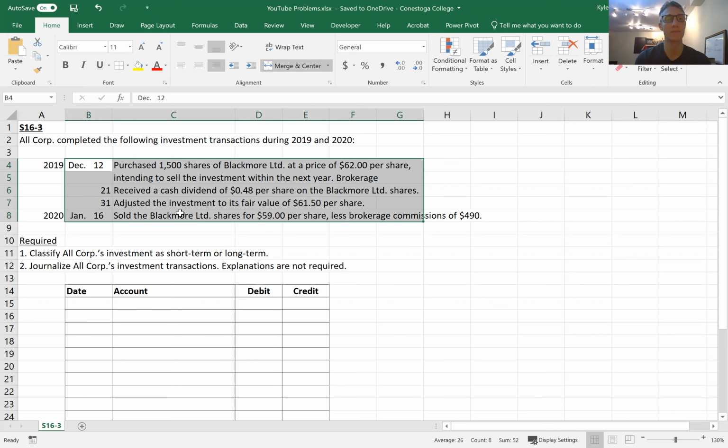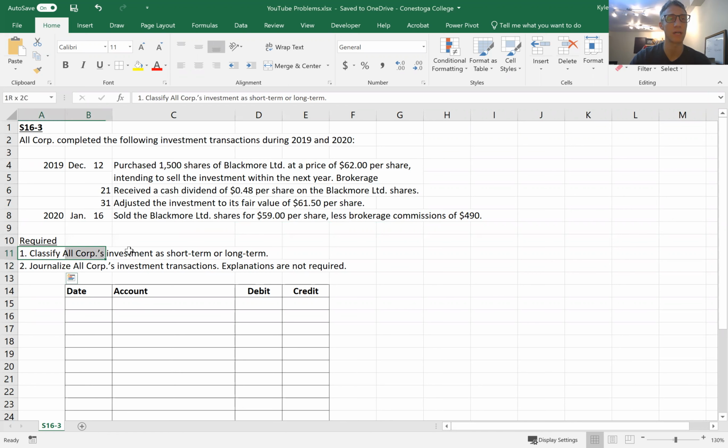I know I'm likely going to have to do journal entries for them. So I'm going to read them as I do the journal entry, and then we'll just see what's required. So classify them as either short-term or long-term, and then journalize all of these investment transactions. Explanations are not required.